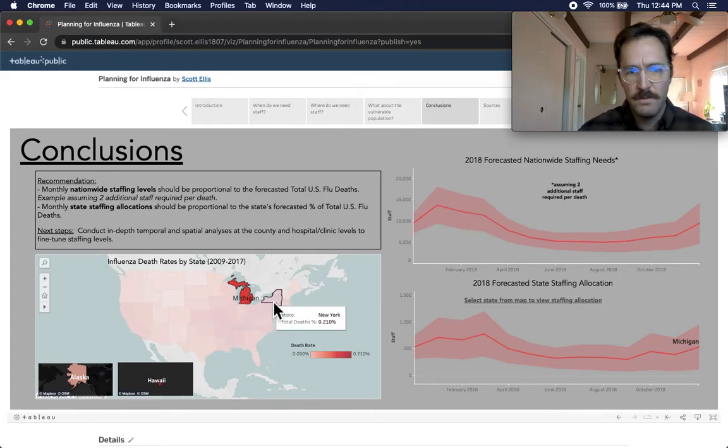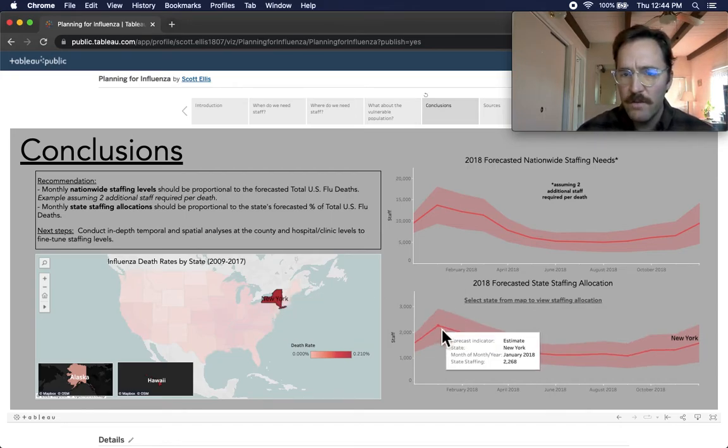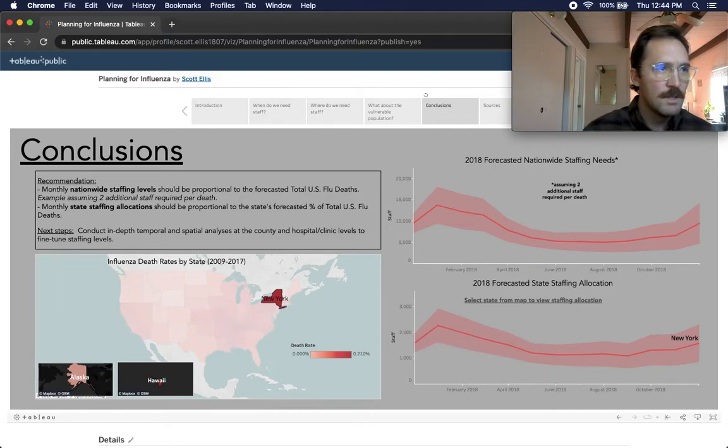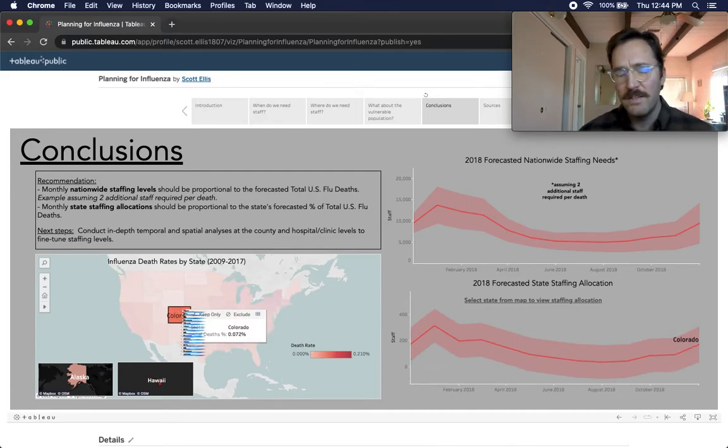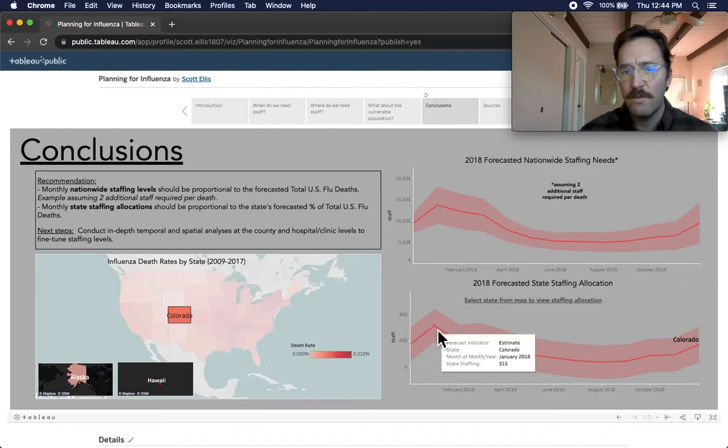So for example, we can look at New York. In January of 2018, it's forecasted that New York would need 2,268 additional staff based on the assumption. We could do this for each state for the entirety of the next year and see what the staffing requirements would be. So Colorado, January, 315 extra staff.